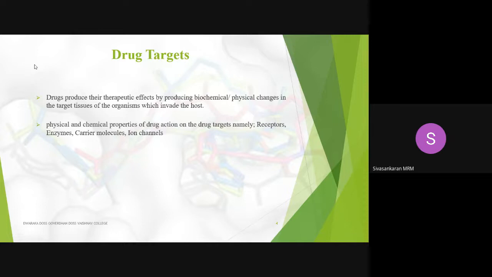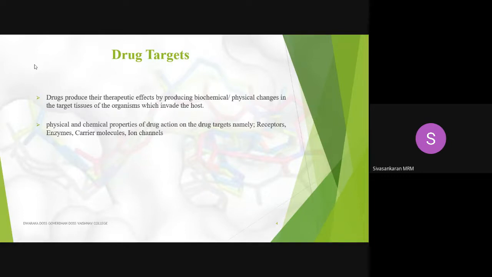For example, if we have a bacteria causing a disease which cannot be inhibited by the drugs easily available right now, like erythromycin and others, because the strains have developed resistance, we need to search for the particular proteins of the particular strains causing the disease, and we can inhibit the particular protein and cure the disease perfectly. For that, the drug target is very important, along with the physical and chemical properties of drug action on the drug targets, namely receptors, enzymes, carrier molecules, ion channels, etc.